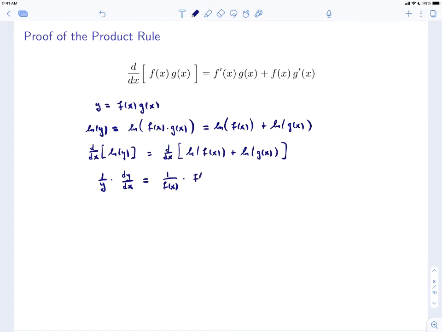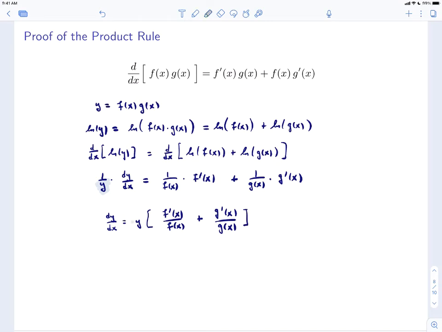It's f prime of x, plus the derivative of ln of a thing is 1 over that thing times the derivative of that thing, but the derivative of g at x is g prime at x. And now the next thing to do is to multiply by this y. So we're going to have that dy dx is equal to y times f prime of x over f at x plus g prime at x over g at x.